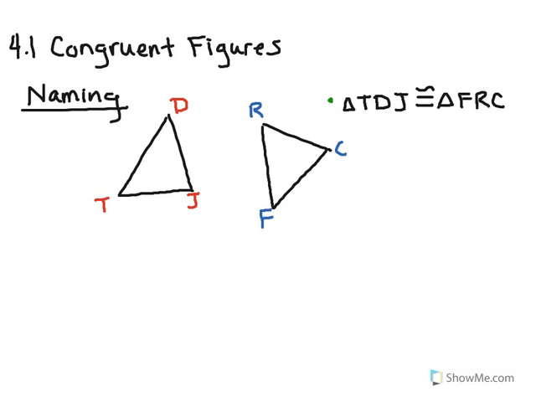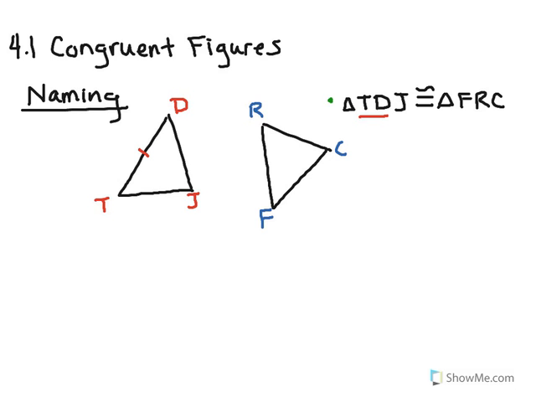So I want you to take a look at this statement over here to the right that says triangle TDJ is congruent to triangle FRC. So let's say I wanted to put tick marks because, me personally, I'm a visual learner, and I like using tick marks to let me know which sides are congruent to what. So I want you to take a look at the order upon which this is written. So TD is this segment right here. And the way that this congruent statement is written is in the order of what sides are congruent to what.